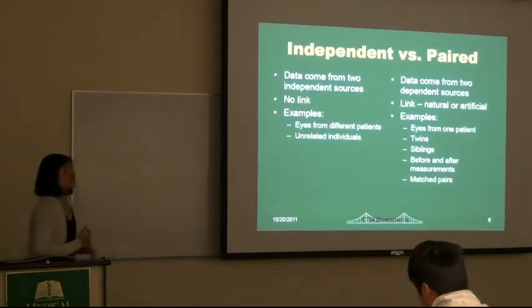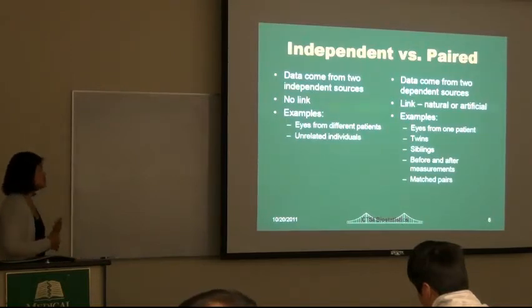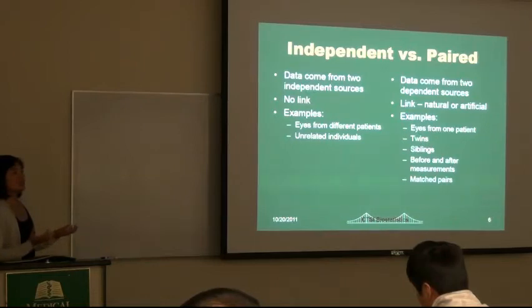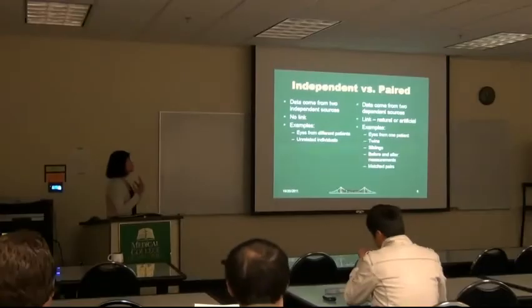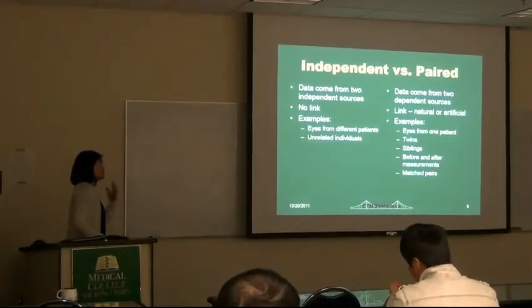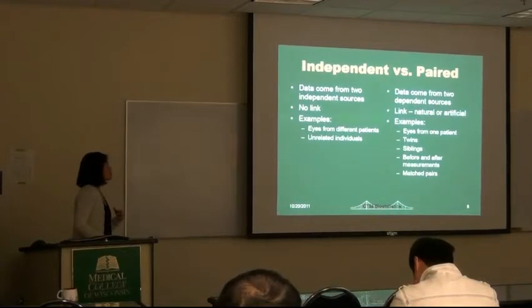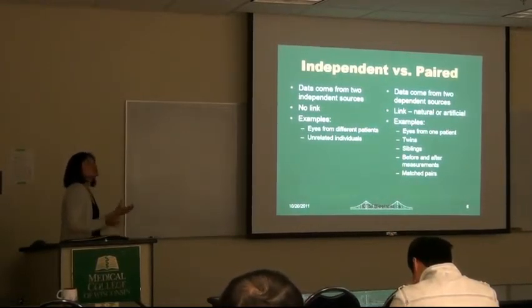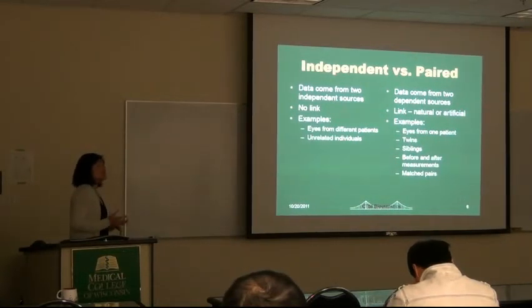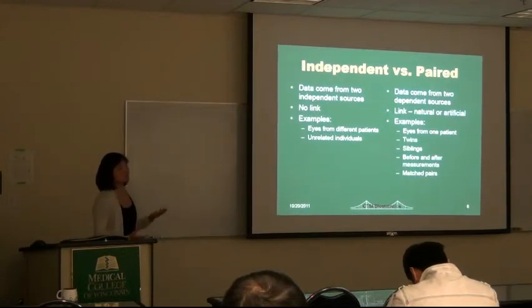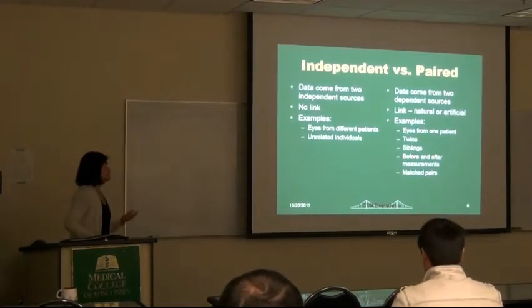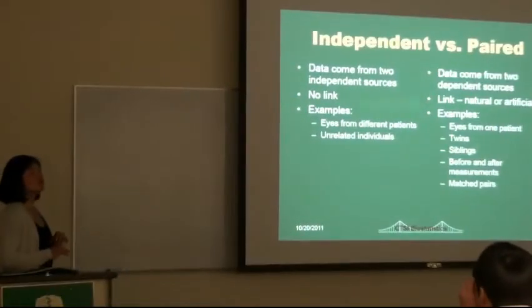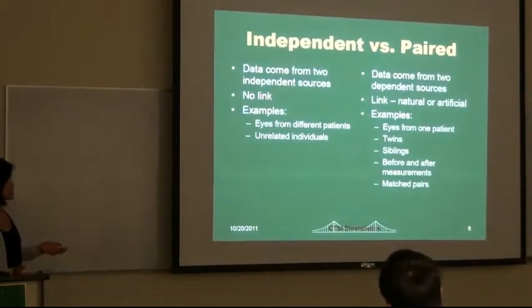In typical comparative studies, a simple design is to have two different independent sources to compare, to apply the treatment to, and then compare the outcomes using those two independent sources. If that's the design, then you will get independent samples. So in independent samples, there's no link between the objects from one group versus the other. For example, if you want to compare eye treatments for different subjects, so you have eyes from different patients, then you end up with independent samples. Or if you have two samples of unrelated individuals, then you have independent samples.